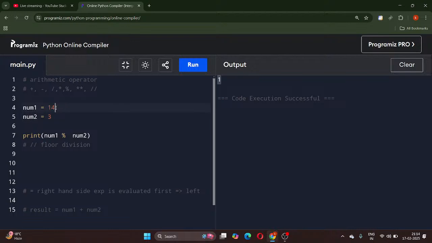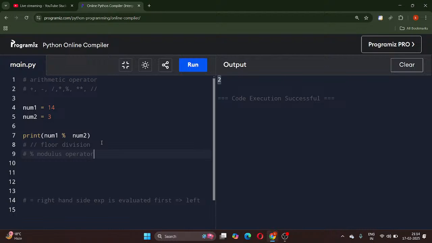Now instead of 13, if I write 14, obviously the remainder will be 2. Let us run it again, and this time the remainder is 2. So this is how it works, right? This is your mod operator. Let us write it over here. So this is our second operator, which is the modulus operator.